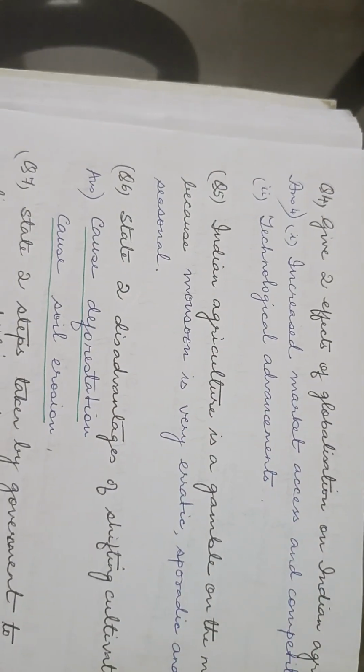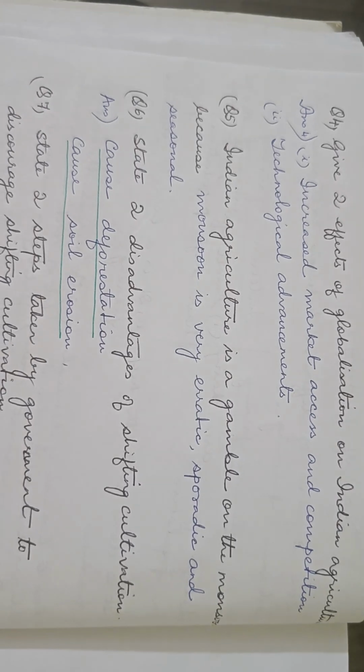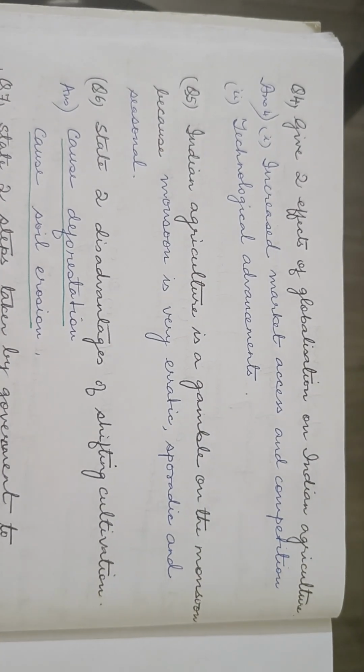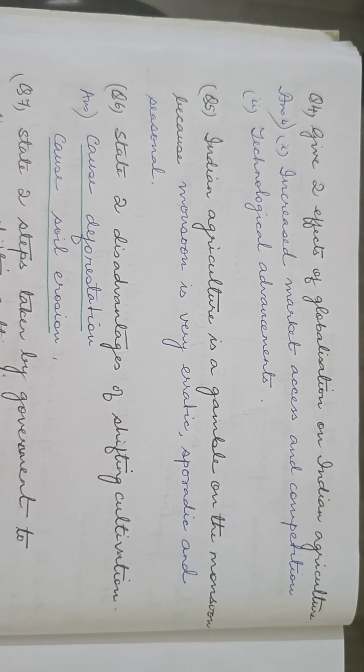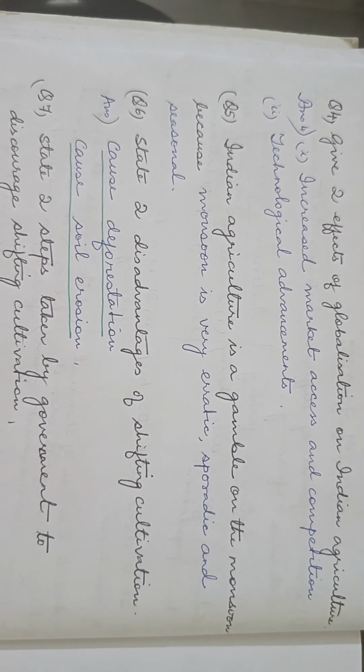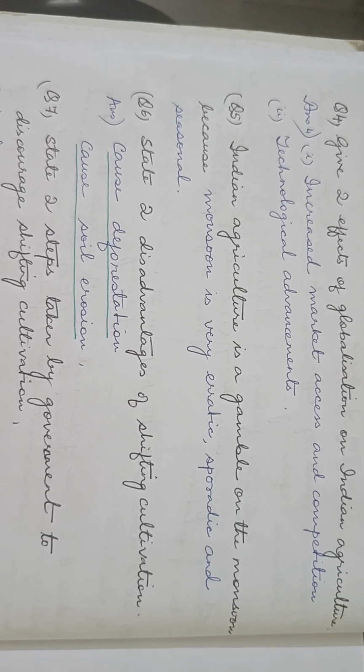Next, give two effects of globalization on Indian agriculture. Number one, increased market access and competition. Number two, technological advancement. Next question. Indian agriculture is a gamble on the monsoon because the monsoon is erratic, sporadic, and seasonal in nature. Next, state two disadvantages of shifting cultivation. Number one, it causes deforestation. Number two, it causes soil erosion.